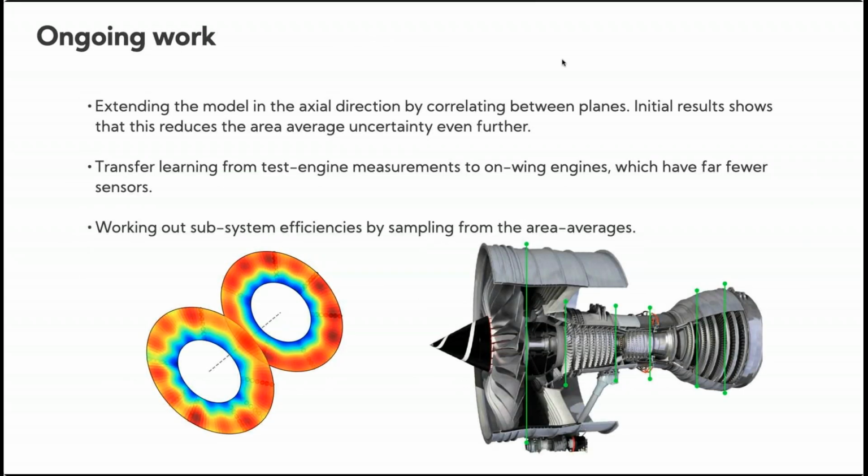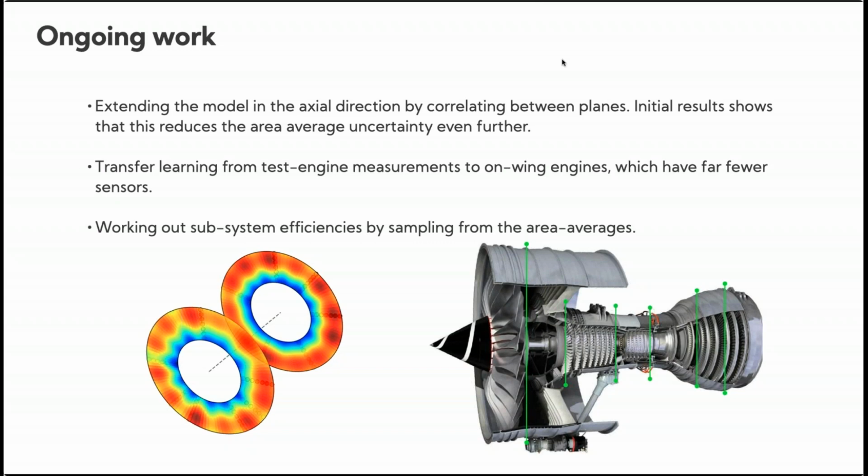Okay, so this is my last slide. Sorry, I've gone terribly over. In terms of ongoing work, we're extending this model in the axial direction. So we're not only looking at one measurement plane, but in the latest version, we're looking at 8 different measurement planes at the same time. And using the data from 8 measurement planes, you get a better estimate of the area averages across the different measurement planes, which results in a better estimate of efficiency.